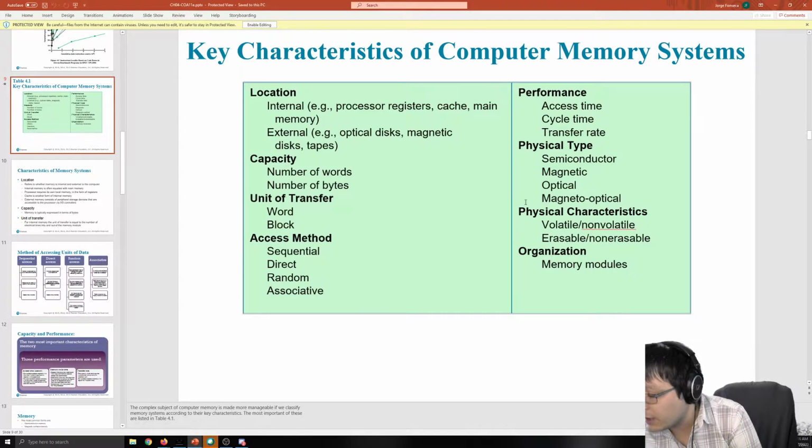Magnetic surfaces are non-volatile, and so here we go. In volatile memory, information decays naturally or is lost when electrical power is switched off. In non-volatile memory, information once recorded remains without deterioration until deliberately changed. No electrical power is needed to retain information.